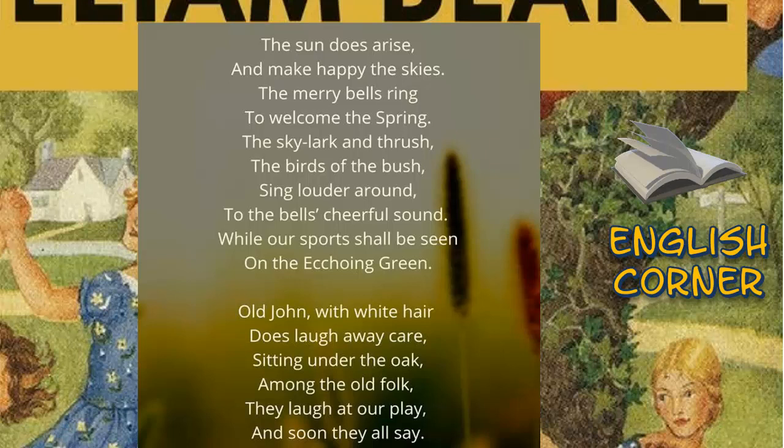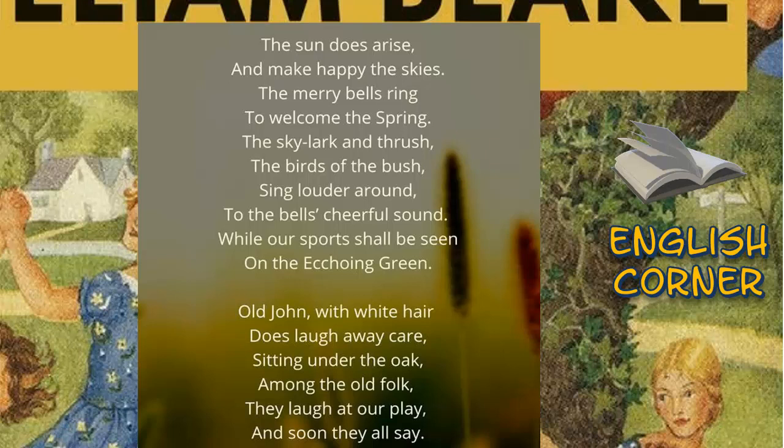So what does the poet want to say in this stanza? He wants to say that the sun shines brightly and the sky looks beautiful, and the pleasant sounds of bells come from the nearby church. The singing birds sing cheerfully, that is joyfully, and the sounds of bells and the songs of the birds merge into a beautiful melody worthy of a season of spring.